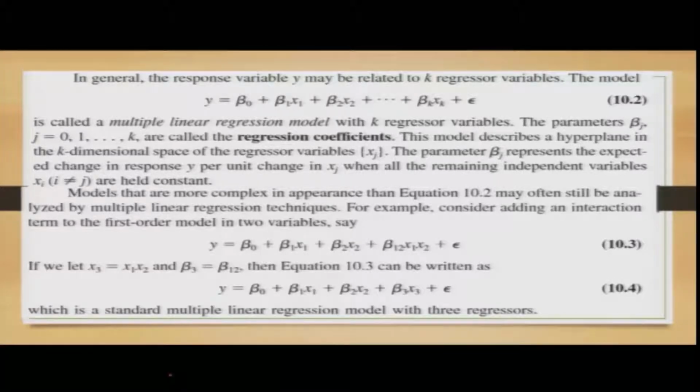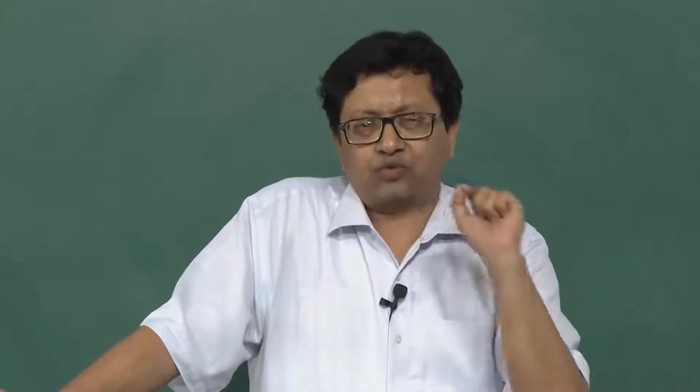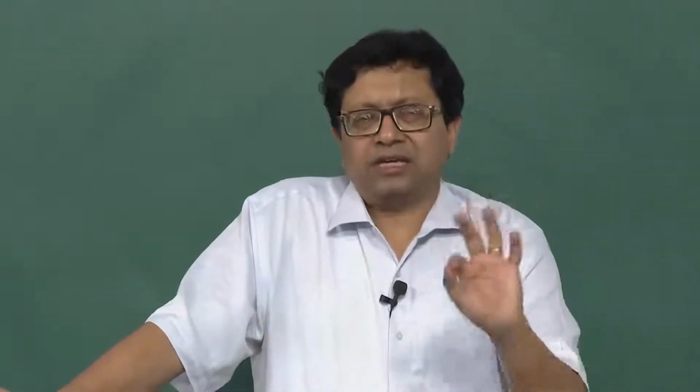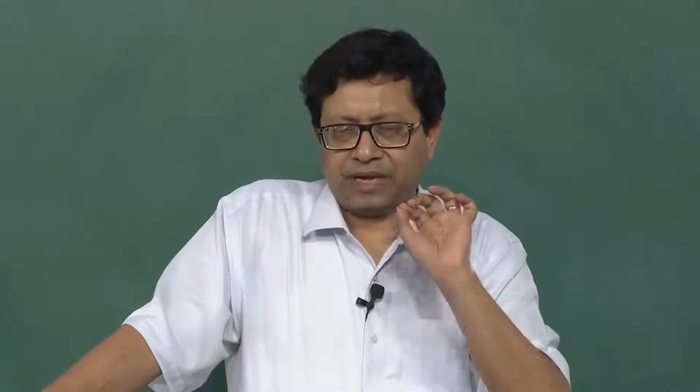In the k dimensional space of the regressor variables xj, the parameter beta j represents the expected change in response of y per unit change in xj when all the remaining variables are considered to be independent or they do not change. So, it means that beta 1 is the rate of change of y with respect to x 1 keeping x 2 to x k as constant. If I consider beta j, it means the rate of change of y with respect to x j, keeping x 1 to x j minus 1 and x j plus 1 till x k as constant. So, only the variable corresponding to the rate of change is changing, the others are being kept fixed.